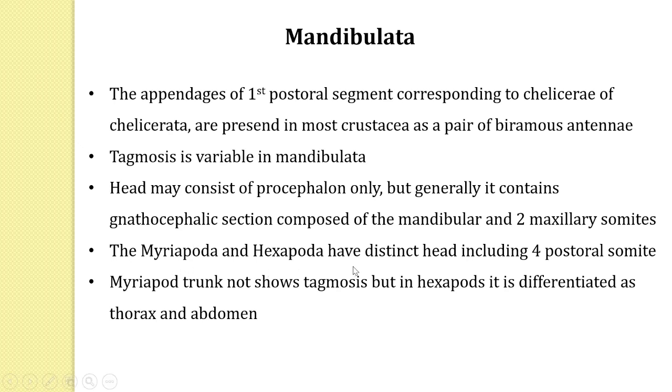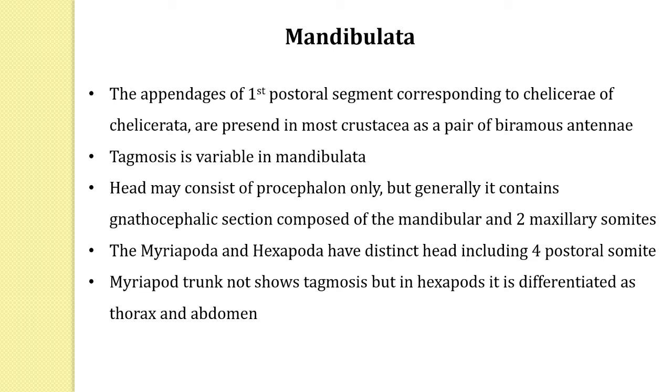The myriapods and hexapods have a distinct head including four post-oral somites, that is the intercalary, mandibular, maxillary, and labial. The myriapod trunk does not show tagmosis, but in a hexapod it is differentiated into the thorax and abdomen. But the head is a very constant tagma for all the mandibulate organisms. So the mandibulata are characterized by having mandibles and a retention of the antennae.